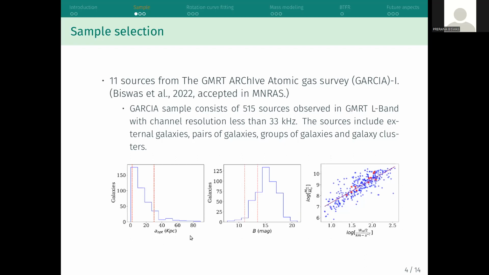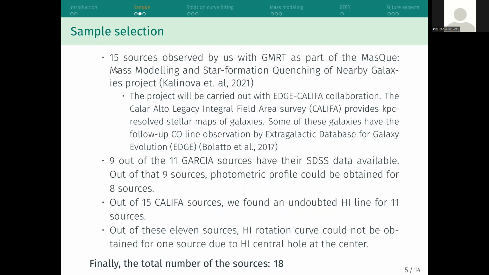As you can see, this is the optical diameter, beam and magnitude, and this one is HI mass versus velocity width, which can be called the gas Tully-Fisher relation. So we take the 11 sources from the Garcia survey, and again we observed 15 sources as a part of the MassQ project, which intends to study the quenching stages of star formation quenching of the galaxies. It is in collaboration with the Khalifa group, who have their kpc-resolved stellar maps, and the group has follow-up CO line observations for some of the Khalifa galaxies.